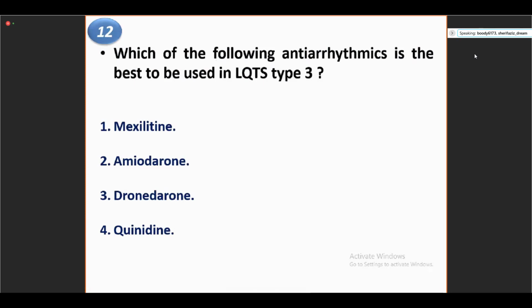Which antiarrhythmic is best to be used in long QT type 3? Which of them can we use?